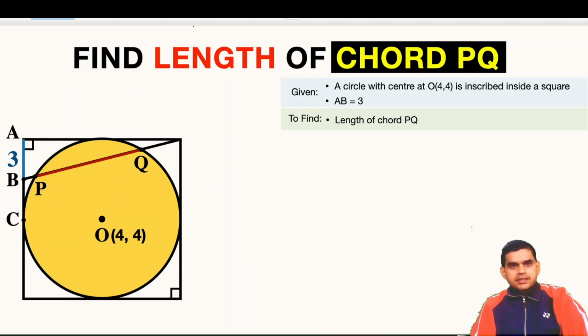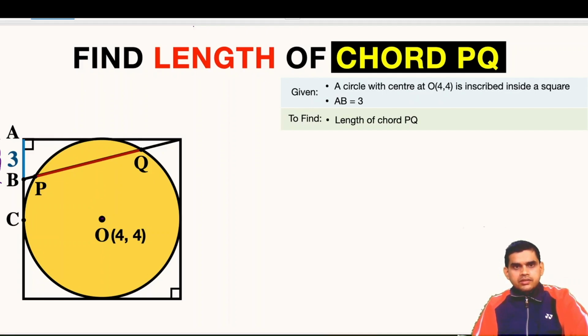In this question, a circle is given whose center is at point (4, 4) and we are asked to find the length of chord PQ. Also, we have the length of AB given as 3 units.